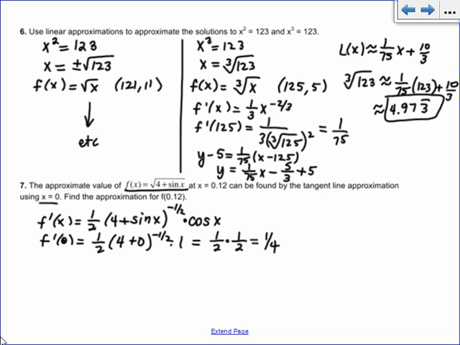All right, and then our point, we're going to use f of 0. So f of 0 is going to be the square root of 4 plus sine of 0, which is 0. So the square root of 4 is 2. So our point is 0, 2, and our slope is 1/4.